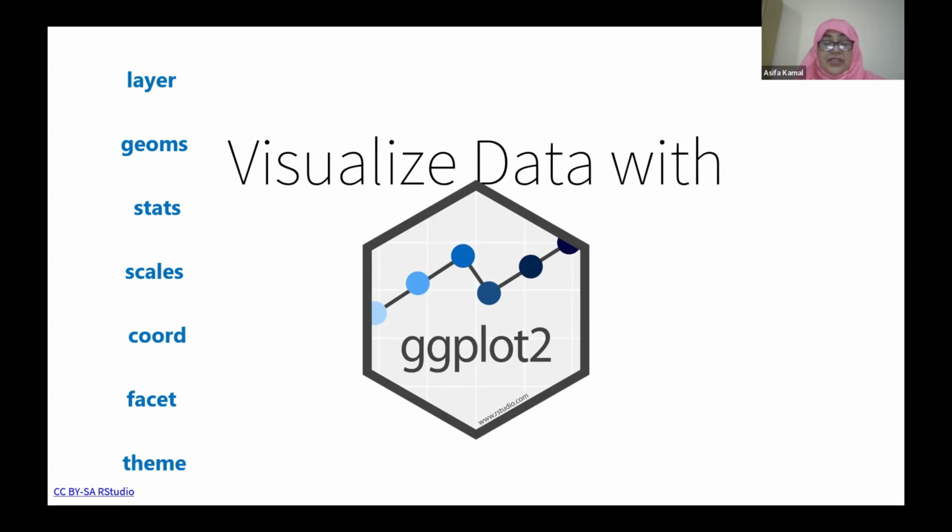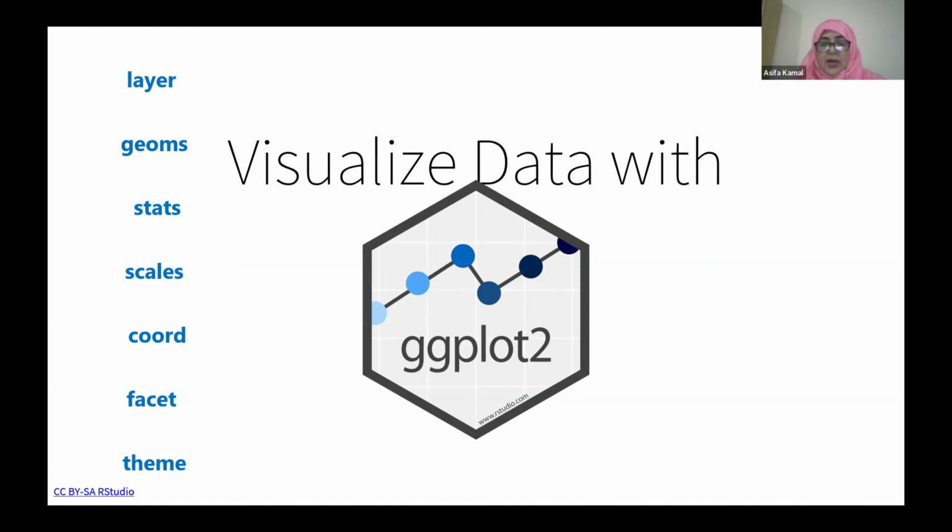Geom is the abbreviation of geometrical elements. It tells how we want to represent data, for example, in the form of points, lines, or bars. Stat is short for statistical transformations. If we need to summarize the data, we may add a stat layer, for example, binning and counting observations to create a histogram or box plot. Scales map values in the data space. Scales draw the legend and axes, and also include the use of color, shape, or size.